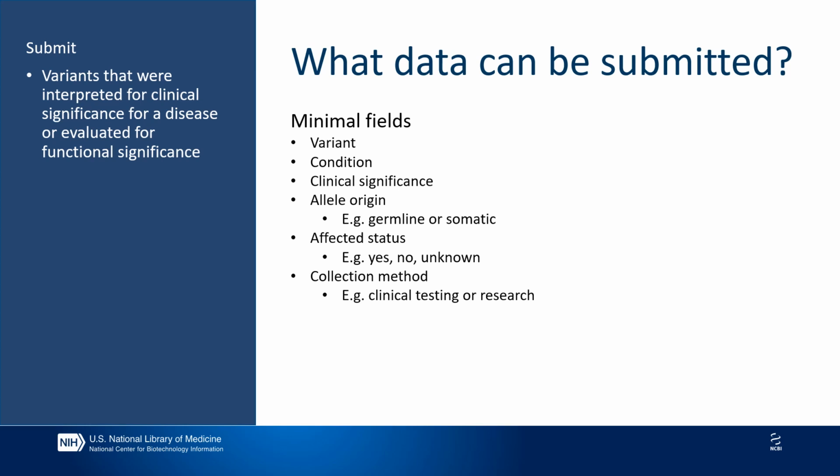And then for the evidence, the minimal fields that we ask for are: how did you observe the variant? What's the allele origin? So for example, did you observe it in the germline or somatic tissue? In the individuals in whom you observed this variant, were they affected with the condition that you interpreted the variant for? You can tell us yes, no, or you don't know. And then finally, how did you collect the data for this interpretation? Two of the most common methods here are clinical testing or research, but there are some other options as well.